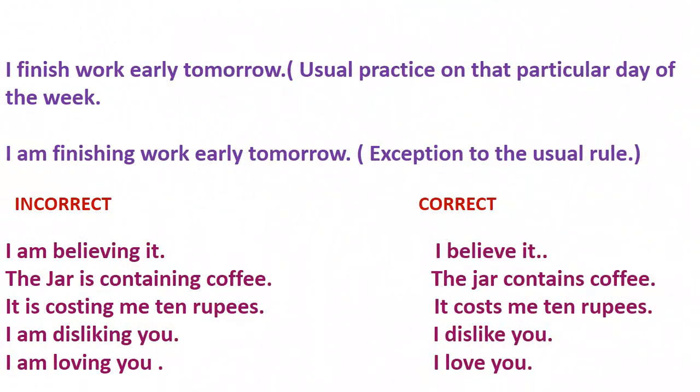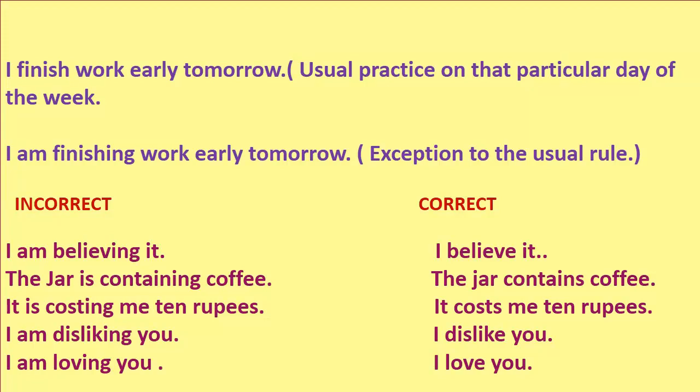I finish work early tomorrow. Usually this is practiced on that particular day of the week. I finish work early tomorrow. I am finishing work early tomorrow. It is still an exception to the usual rule. That means somebody usually finishes work early. But I am finishing work early tomorrow means it is an exception to the usual, permanent rule. So that is why the present progressive is used here.